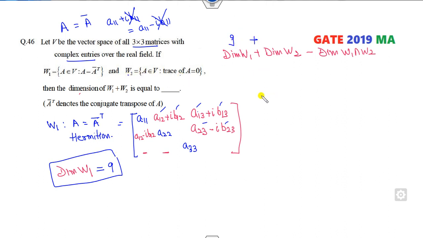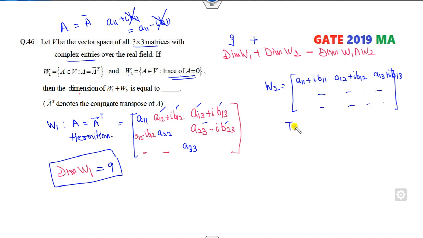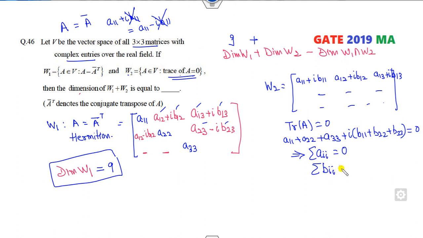What is W2? Trace of A is 0. There is no Hermitian condition here. So I can write this as A11 plus iota B11. Similarly, A12 plus iota B12, A13 plus iota B13, and so on. Now, what is the meaning of the trace of A being 0? It means A11 plus A22 plus A33 plus iota times B11 plus B22 plus B33 is 0. What is the meaning of that? The summation of the Aii is 0 and the summation of the Bii is 0.